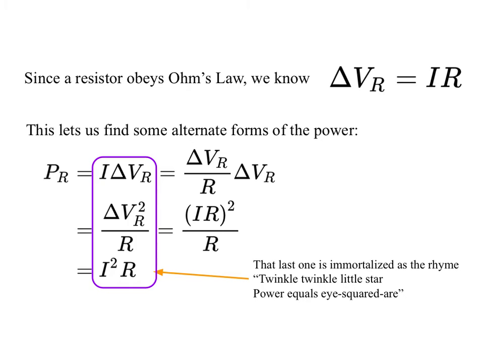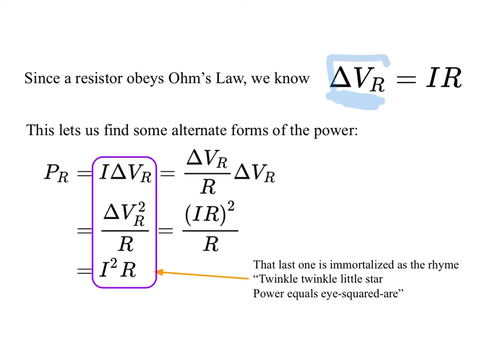Since the resistor obeys Ohm's law, we know that delta VR is I times R. This lets us find some alternate forms for the power. I should be careful here. I'm probably not being 100% consistent. Here we're saying that this is the size of the drop. So it drops by 7 volts or whatever.